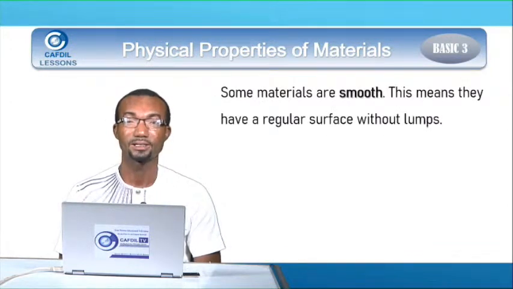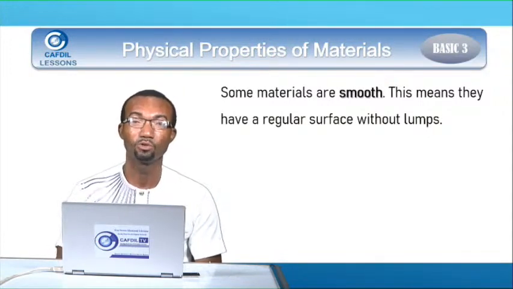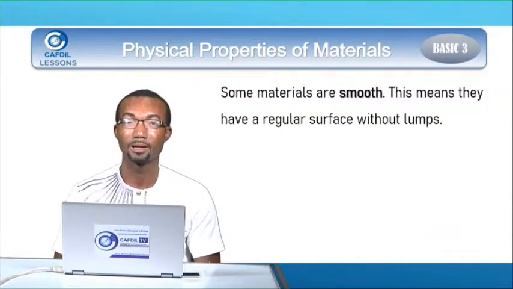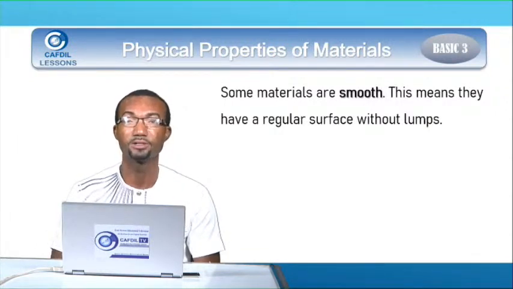Some materials are smooth. This means they have a regular surface without lumps. So you see that the surface will be very smooth, without any lumps or scratches.